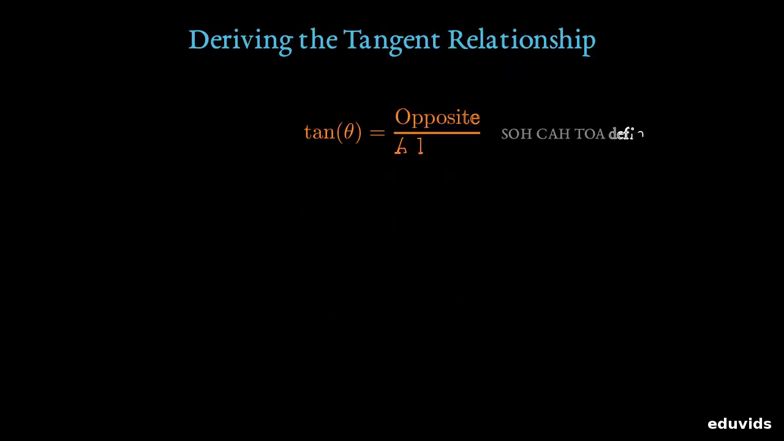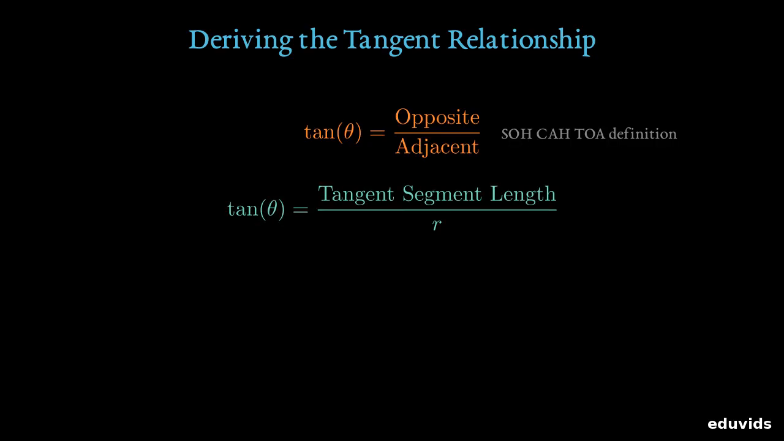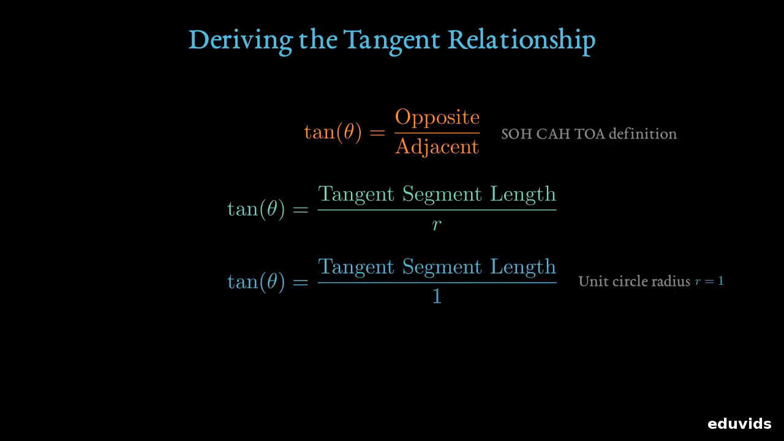To understand how the sides of this triangle relate to each other, we use a handy memory tool called SOH CAH TOA. In any right triangle, the tangent of an angle equals the length of the side opposite to the angle divided by the length of the side adjacent to it. In our circle triangle, the adjacent side is the radius of the circle, stretching from the origin to the point of contact. Because this is a unit circle, the length of that radius is exactly 1.